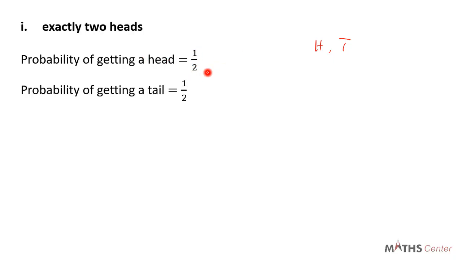In the same way, the probability of getting a tail will be the number of tails, which is 1, divided by the number of members in the sample space, which is 2. So the probability of getting a tail is 1 divided by 2.